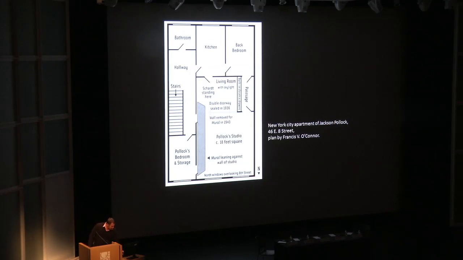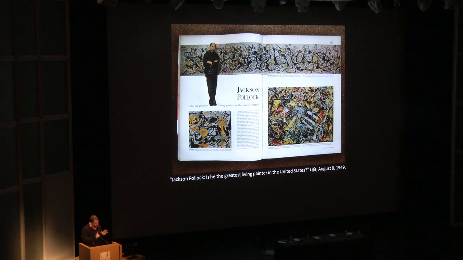And in Life magazine, this is not specifically about Mural, though I'll return to Mural in a moment, this is the famous spread from the 1949 Life magazine, so 5 years after Mural, and a work that is almost as long, 18 feet long, although much less wide than Mural, that Pollock is standing in front of. And I just want to read you the caption that's right here.